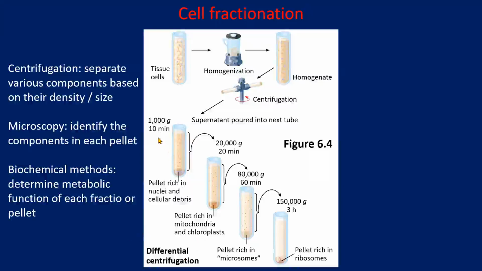First you run the centrifuge for 10 minutes at this speed, 1000 G. Then you obtain the pellet, you separate the pellet, and then you go for the next centrifugation run. In that it will be, let's say, 20 minutes at 20,000 G also, and then the process will continue. So at each stage you will get different organelles, and with biochemical methods one can study these organelles.